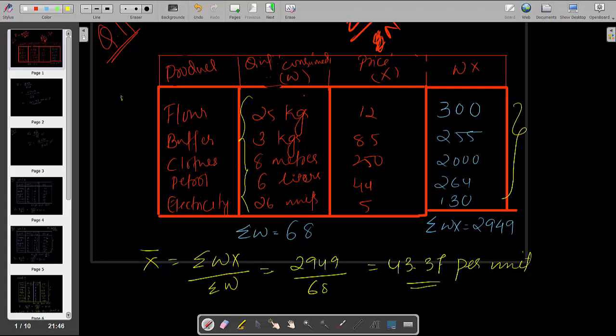Now you just have to put the formula, that is mean is equal to sigma Wx by sigma W, which gives you 2,949 divided by 68. The answer is 43.37 per unit. Okay, so this is your answer for question number 11.